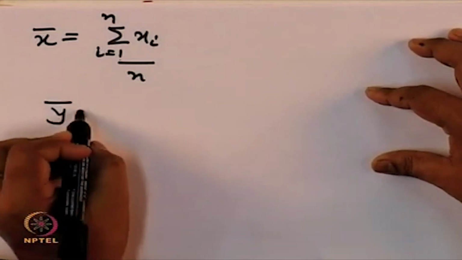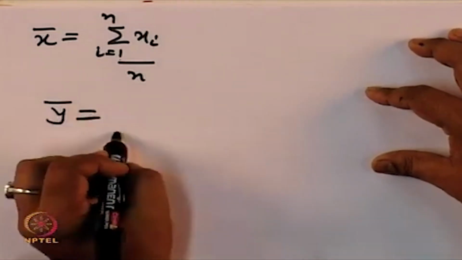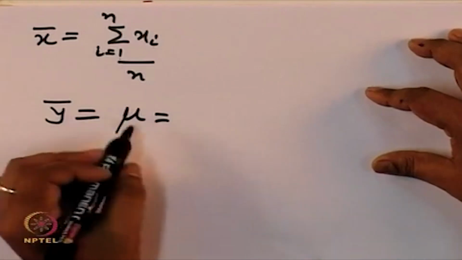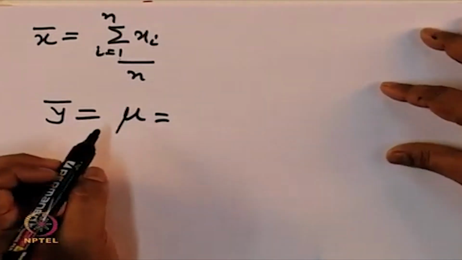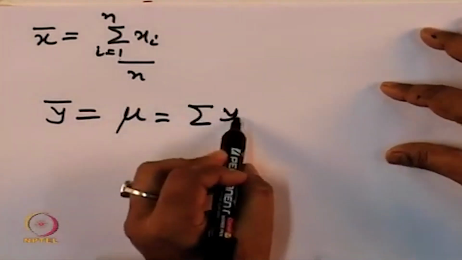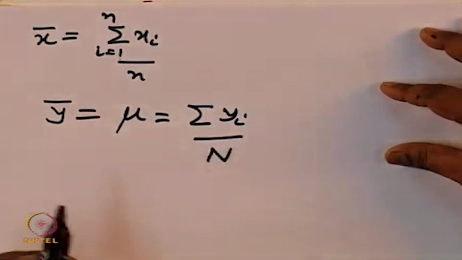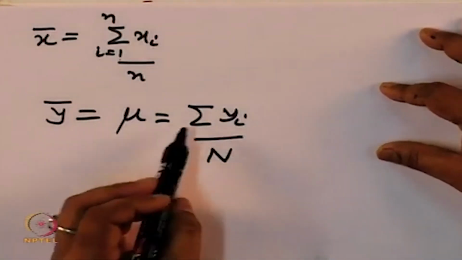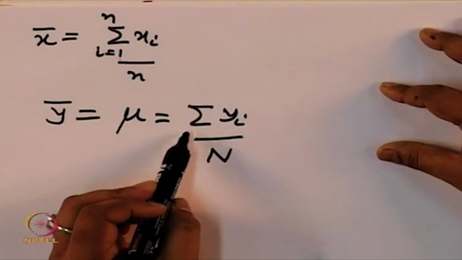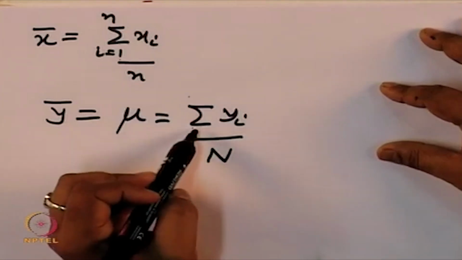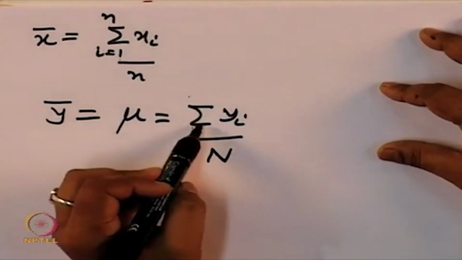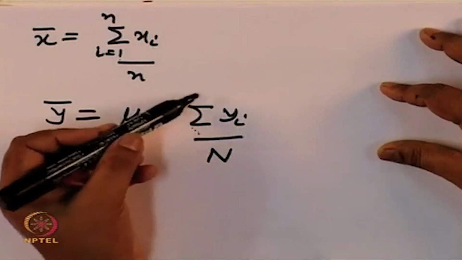Similarly, I can define my population mean. It is typically used, mu is the term used to define the population mean. It is similarly the summation of yi divided by capital N. Many times you will see we just put the summation sign without actually writing the limits, but it is understood that when we do not put the limits, it is from the first value to the last value.